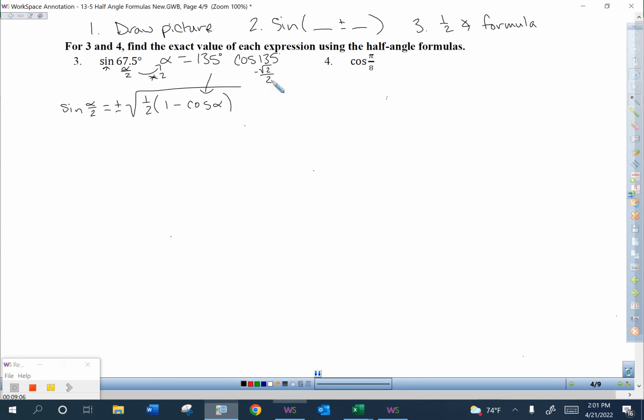And now that we have the one thing we need to plug in, we actually go to plug it in. Okay, but when we're looking at our formula, the first thing we see is plus or minus. That comes from this angle up here. This angle is in quadrant 1, which means everything is positive. Okay, so sine would be positive in quadrant 1.